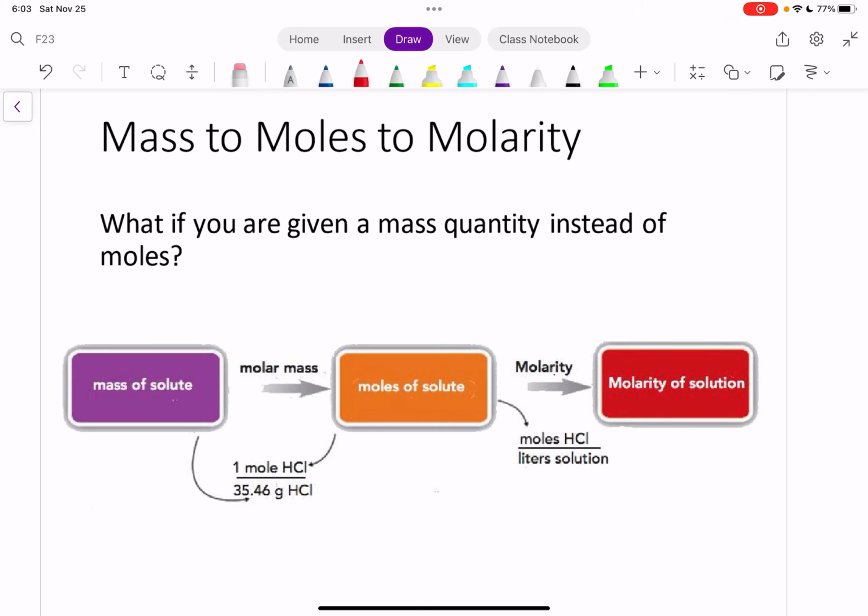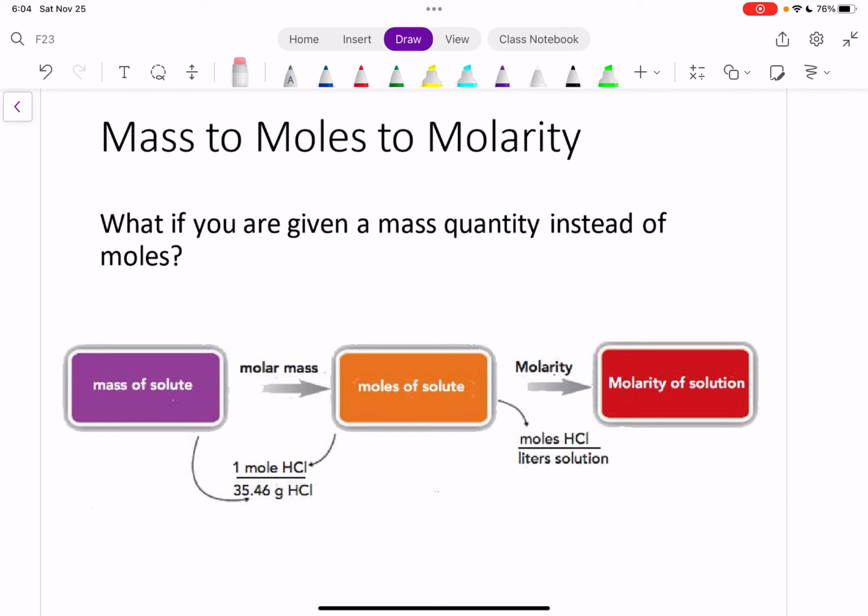So what if you are given a mass in grams instead of moles? Moles tell you the amount of a substance, okay? So does mass, but they're different units. Mass is reported in grams, moles is reported in moles. But if you're given a mass in grams, the mass of your solute, you can get to moles of your solute using the molar mass. And then once you get to moles of your solute, now we can use our molarity equation, moles over liters. We have to know the number of moles. So you go from grams to moles using the molar mass, and then from moles to molarity using the molarity equation.